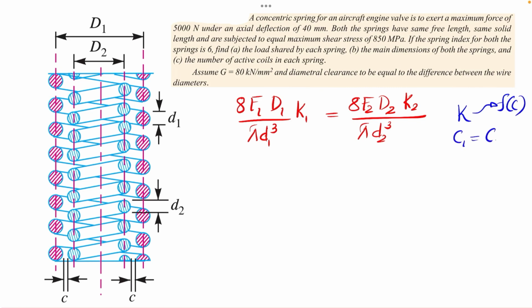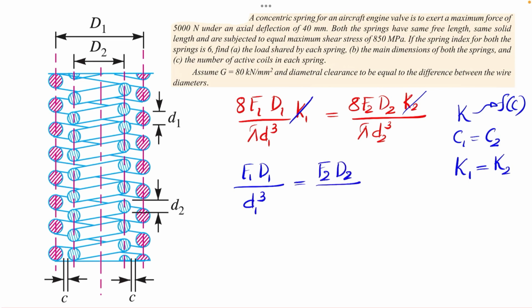Since K, the wall shear stress factor, is a function of C, and C1 is equal to C2, we can write that the wall shear stress factors K1 and K2 will be the same. So these terms will go out. Then F1 into D1 divided by small d1 cube will be equal to F2 into capital D2 divided by small d2 cube. This is the simplified form from the above equation. And also we have C1 equal to C2, that means C is the ratio of capital D by small d.